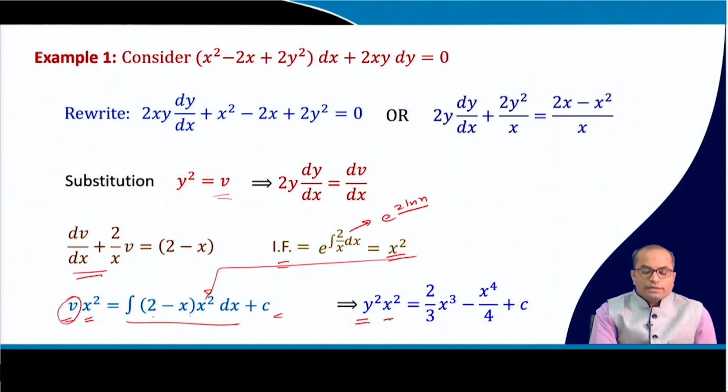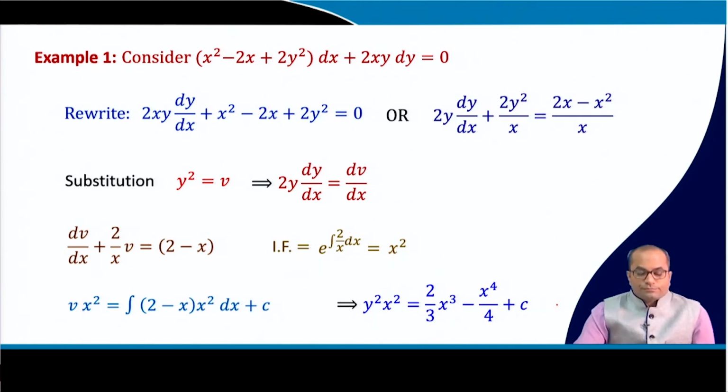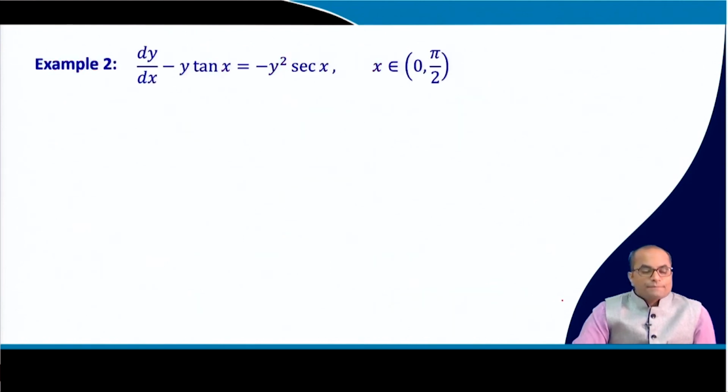So, it is y square x square is equal to here 2x square. So, we will get 2x cube by 3 minus this x cube. So, we will get minus x 4 divided by 4, and then we have a constant term. So, this is the solution of the given differential equation, which was not linear, but after this substitution y square is equal to v, this became a linear equation whose solution is given here now.